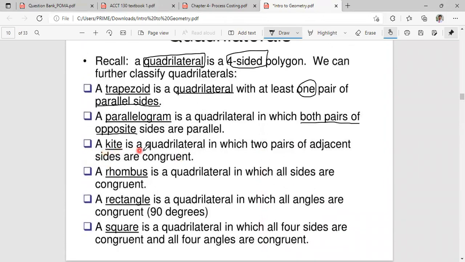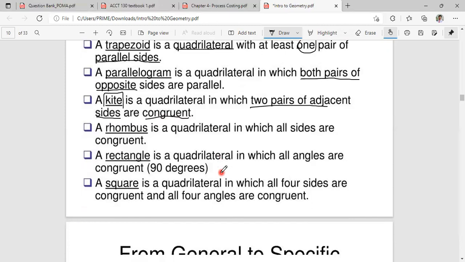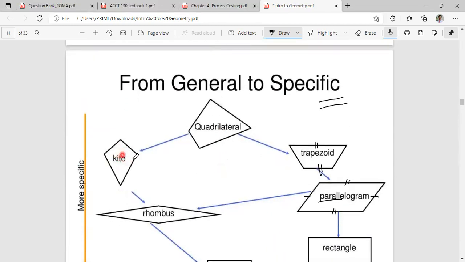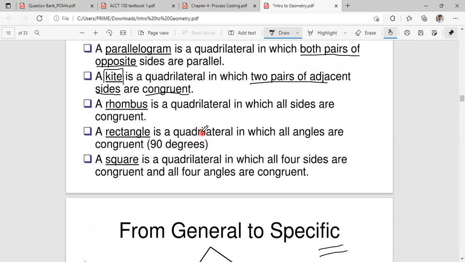Okay, then we have the kite. A kite is a quadrilateral. Two people play with a kite, and you can make one by hand or buy it. But here it is a geometrical shape. A kite is a quadrilateral with two pairs of adjacent sides that are congruent. You can see we have a kite over here. We have adjacent sides over here, and these sides are congruent.